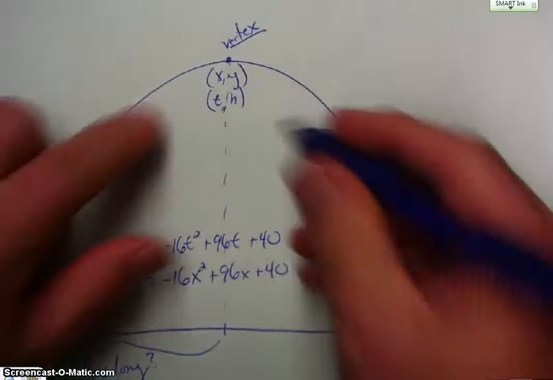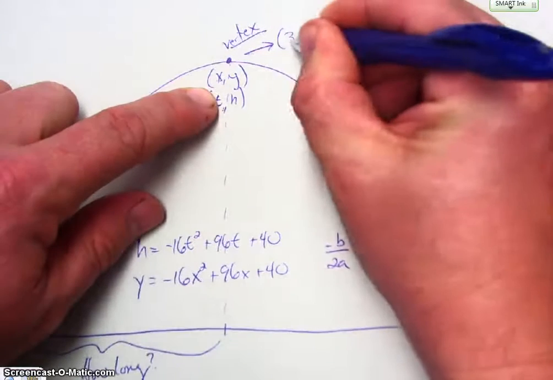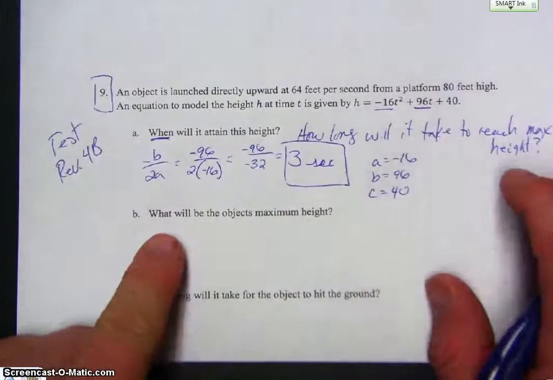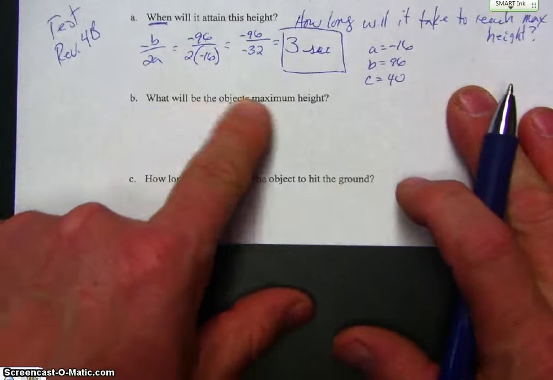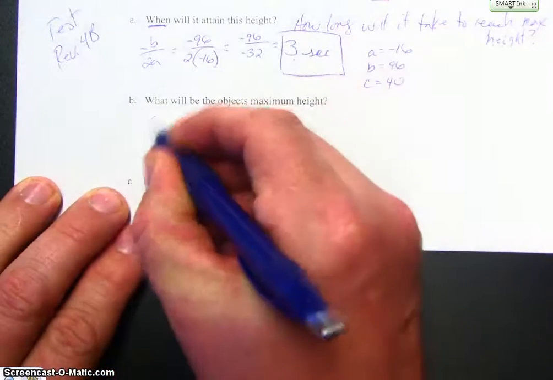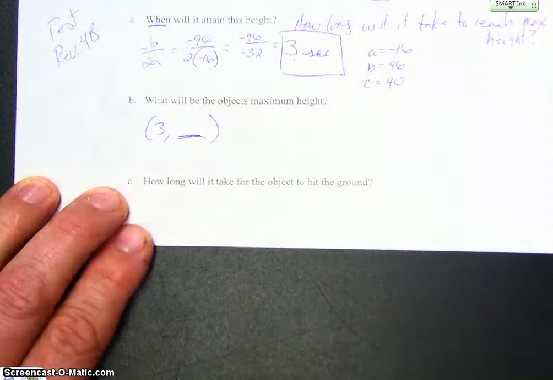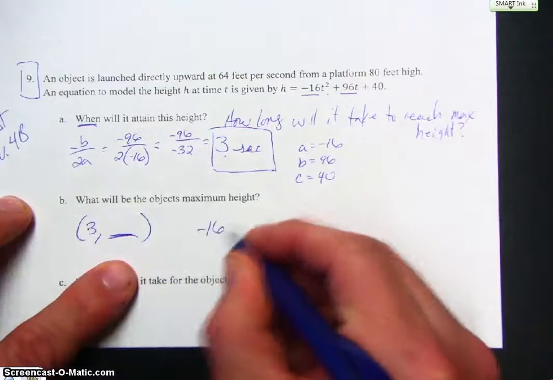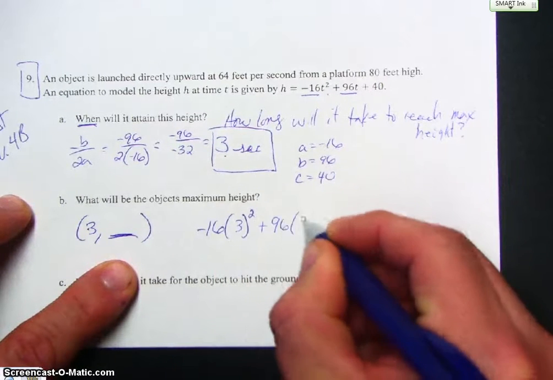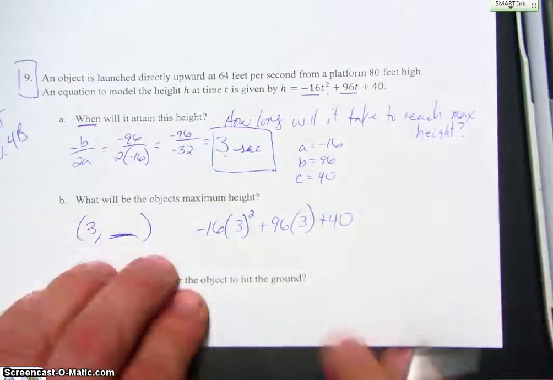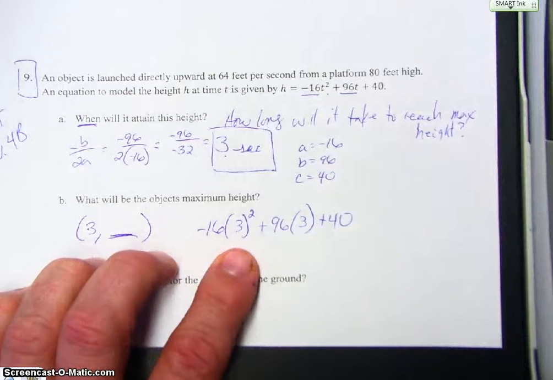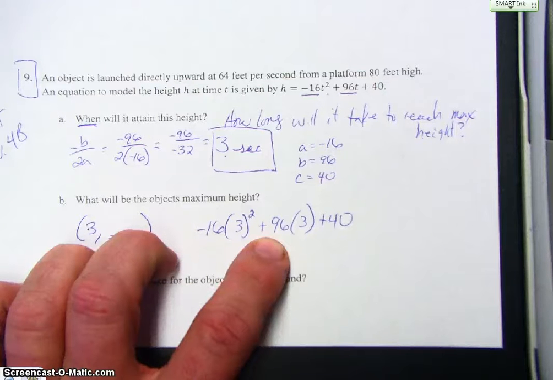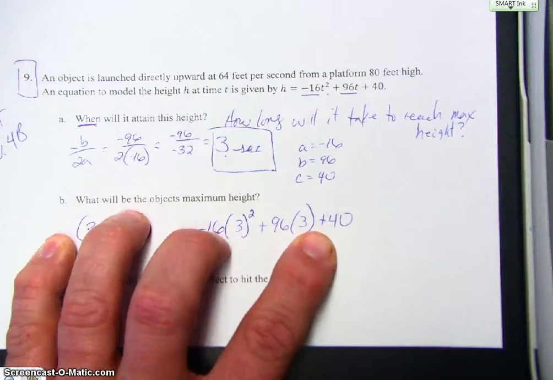All right. In other words, this point here, the x-coordinate, is 3 seconds. So it takes 3 seconds. All right, now we want to find what will be the object's maximum height. In other words, if I know what the x-coordinate is, they want to know what's the y-coordinate. So I got to take 3 and plug it back into this equation. All right, so I'm going to do negative 16 times 3 squared plus 96 times 3 plus 40. Just use a calculator. I'm going to put in the calculator just the way it looks: negative 16 parenthesis 3 parenthesis squared plus 96 parenthesis 3 parenthesis plus 40.